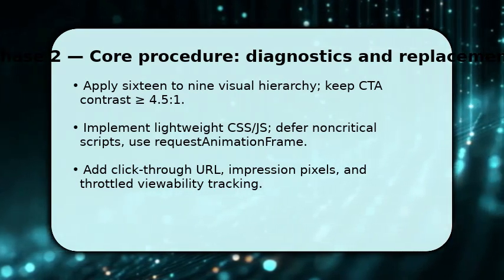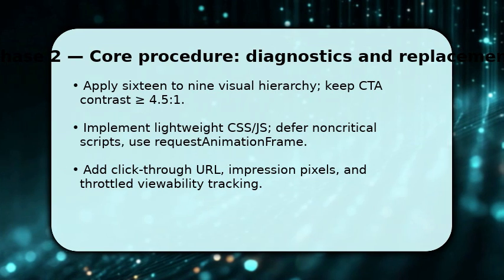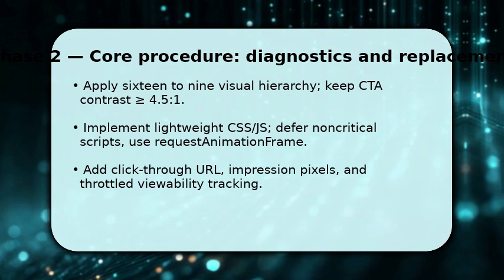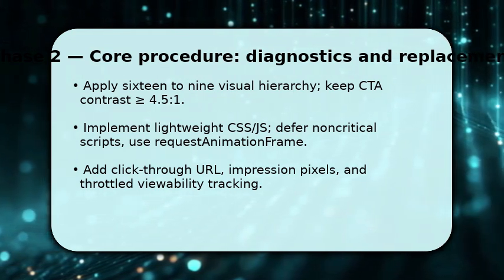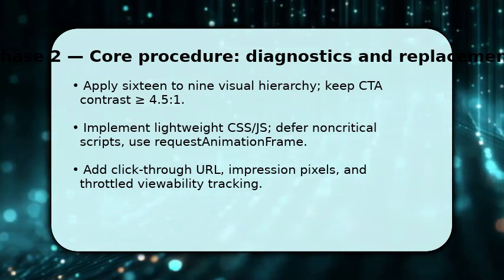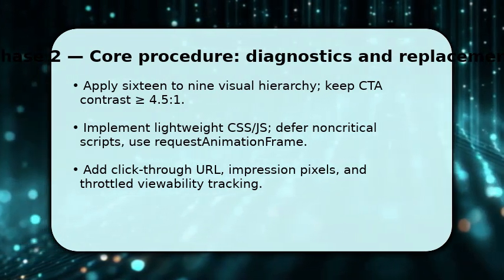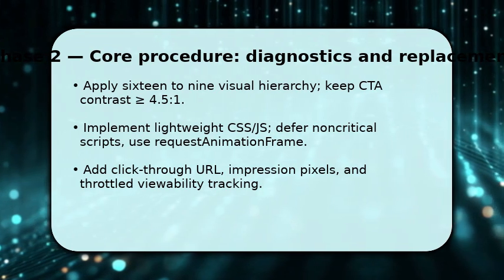Start by establishing visual hierarchy, logo, headline, CTA, using 16:9 spacing and a contrast ratio of at least 4.5:1 so the CTA stands out. Next, implement lightweight CSS and JS, defer non-critical scripts, and use request animation frame for animations to save battery.